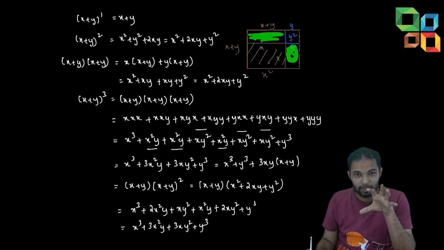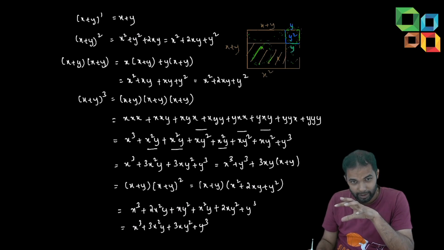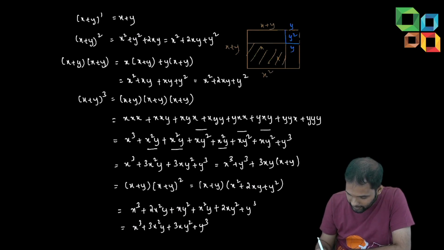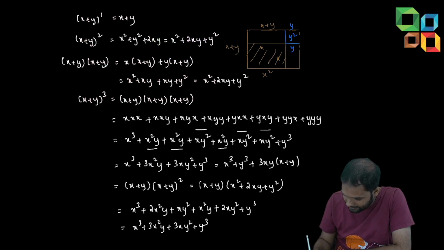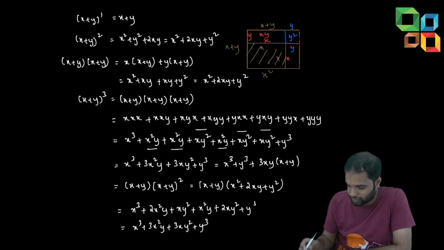The entire area is x plus y whole square. And we're saying this is x square, this is y square. There are some terms missing. Okay, so let's figure out what is the area here. Let me use some other color. So this length is x, this length is y. So this area is xy. Again, similarly, this length is y, this length is x. So it's a rectangle. So the area is xy.